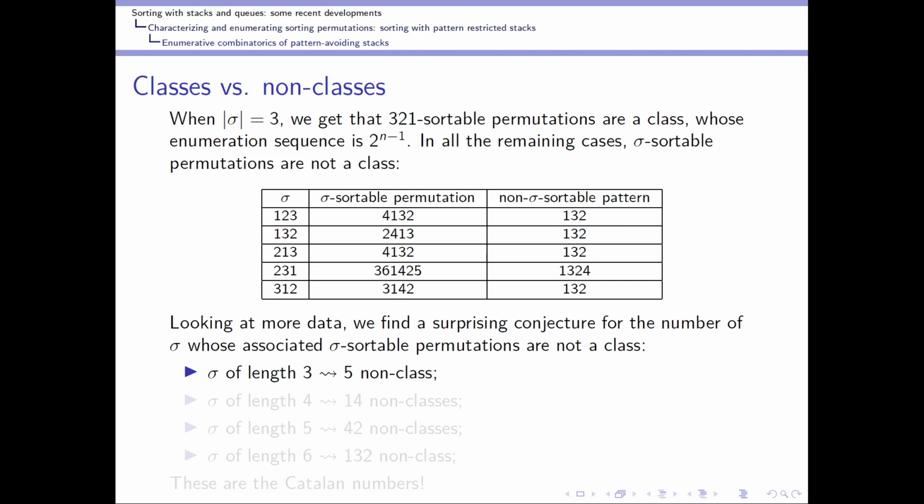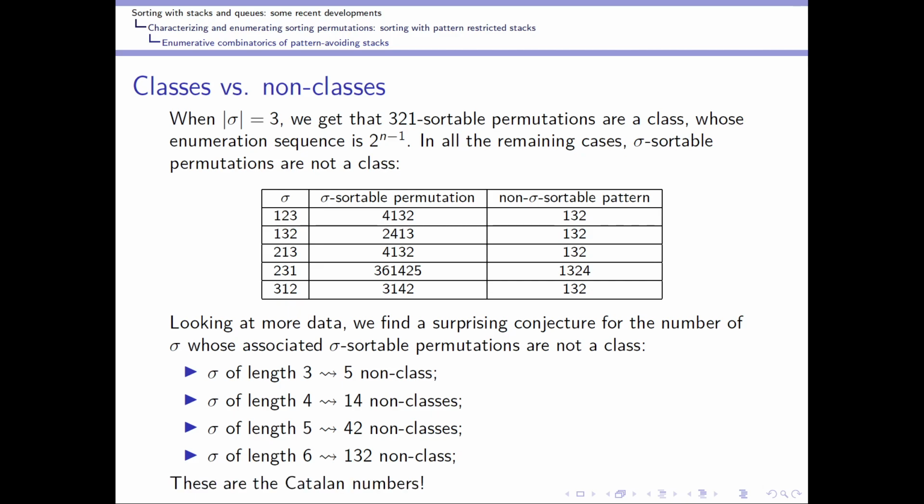Looking at longer patterns, we see that for patterns of length 4, there are 14 non-classes. For length 5, 42 non-classes. For length 6, 132 non-classes. Well, this cannot be a coincidence. These are Catalan numbers. And in the next slide, I will show you why this is true.